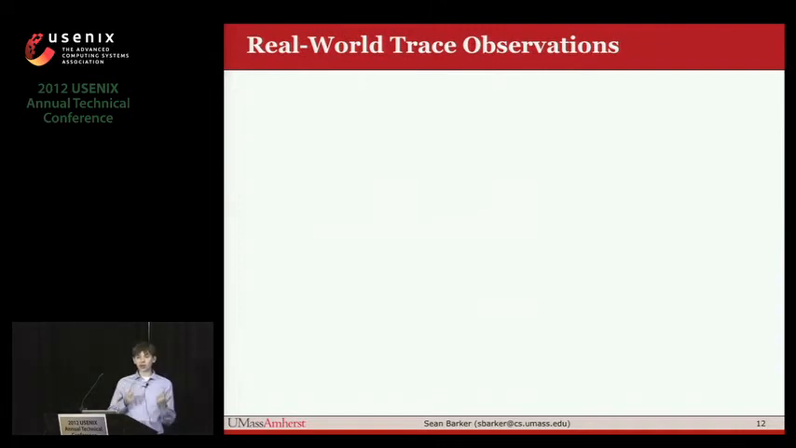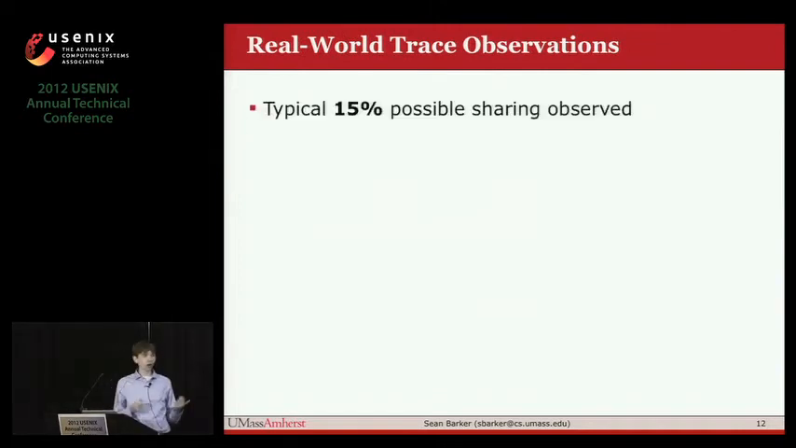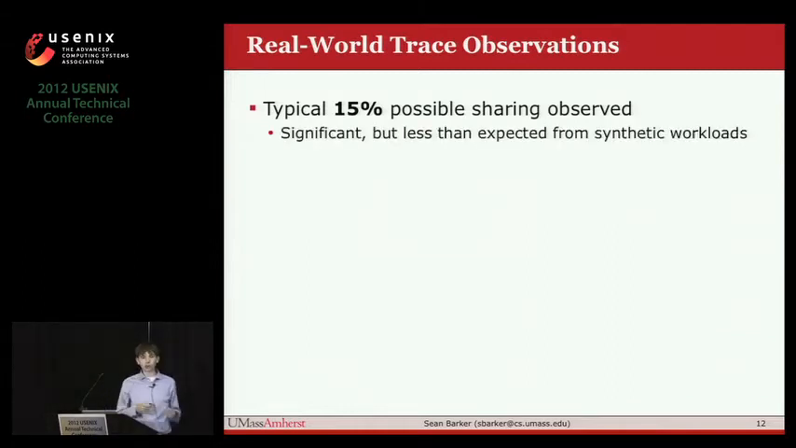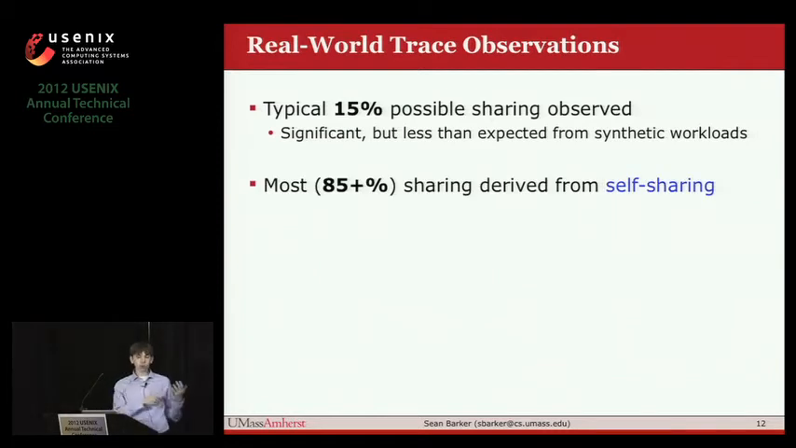So what are our high-level observations from this? Well, first we saw that we were typically observing about 15% possible sharing, which again is significant, but possibly less than we might expect based on synthetic workloads we've seen. But what's also very interesting is that most, on the order of 85% or more, of this sharing was actually derived from self-sharing.